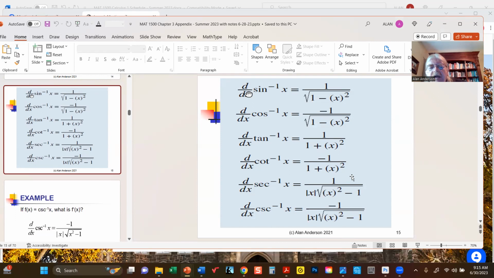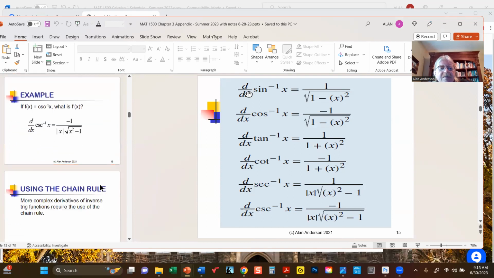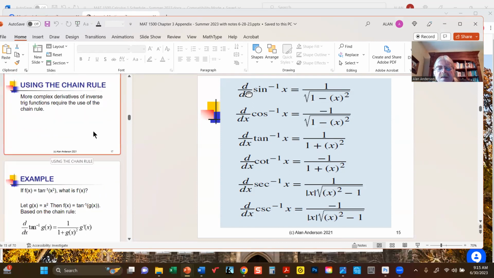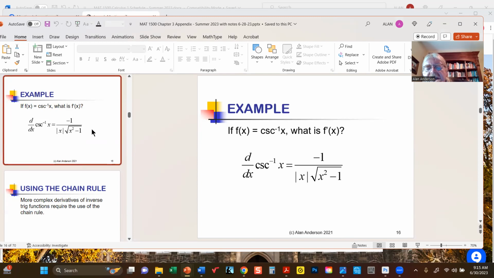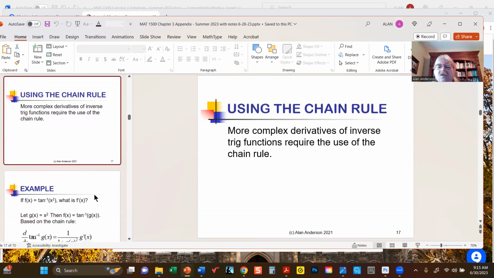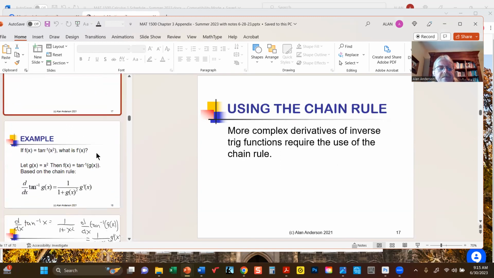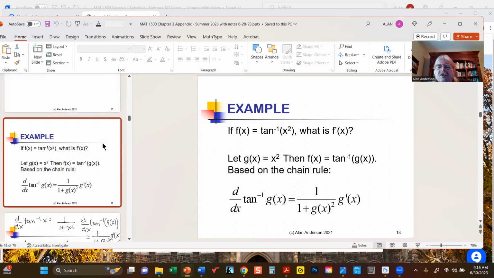This is the chart. But now, of course, what happens if we're looking at not x itself, but some function of x? For example, what if this had been the arc cosecant of 3x or 2x squared or something like that? Well, if that's the case, then we have a complication on our hands, which can be resolved with the chain rule. Let me show you what I mean by that.